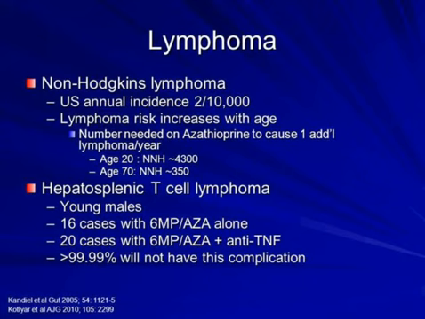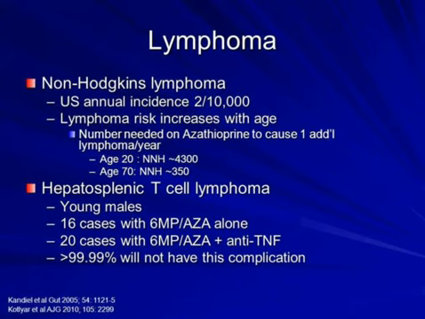That being said, the risk of lymphoma is known to increase with age. And if you're treating a bunch of 20-year-olds, you'd probably need to treat about 4,300 in order to cause one additional lymphoma per year. That number drops significantly to about 350 if you're treating 70-year-olds. And that can obviously make for a more difficult decision when you're weighing risks and benefits.